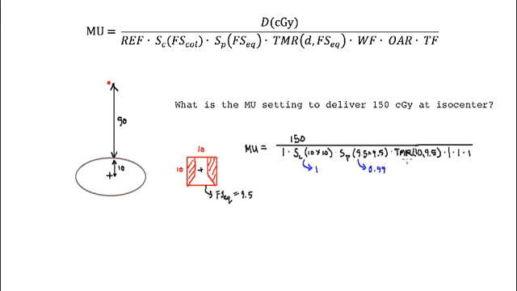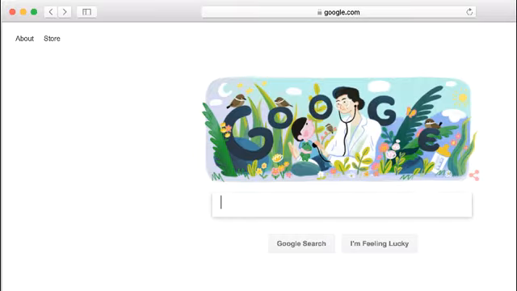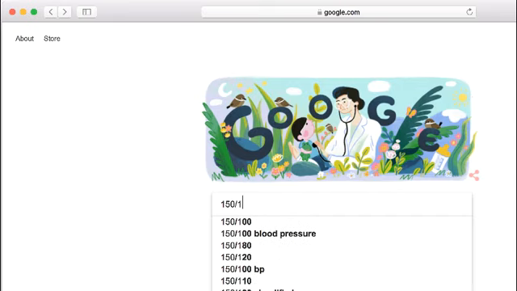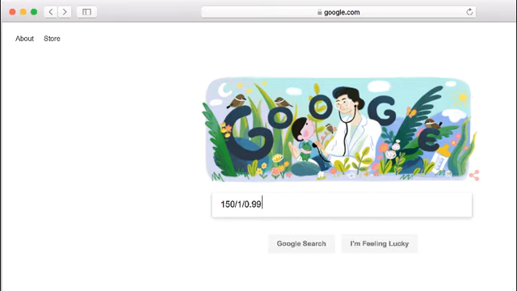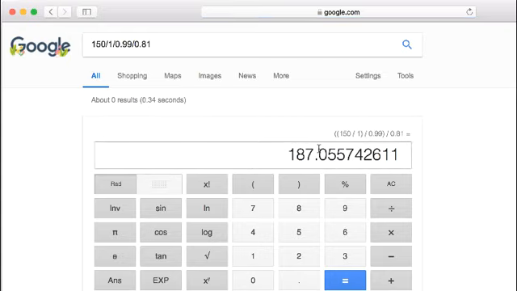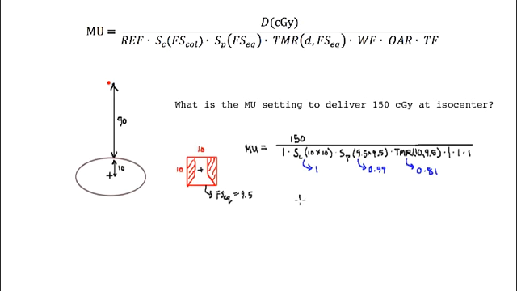These factors are usually close to 1. And then the TMR, again, I have to look that up in the table. And when I do, I get 0.81. So you've got all your numbers. You can plug and chug. 150 divided by 1 divided by 0.99 divided by 0.81. And you get 187. So that's your answer. That's what you would program in to get this dose under these setup conditions.